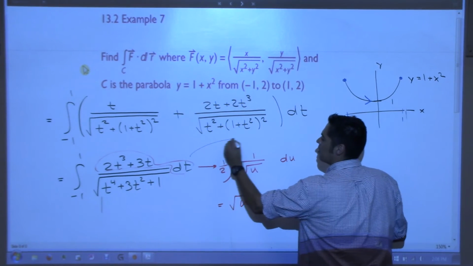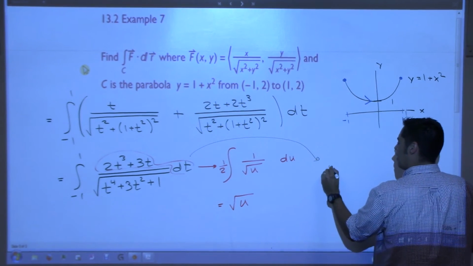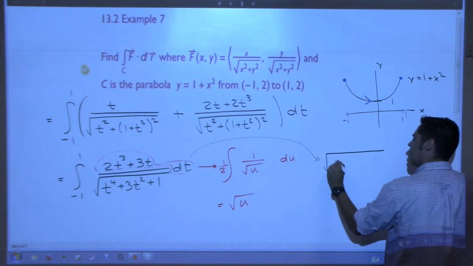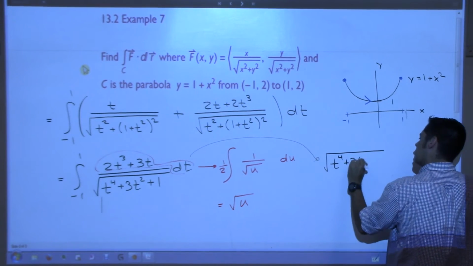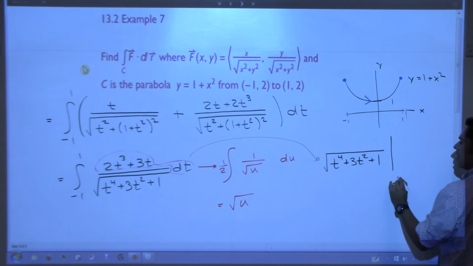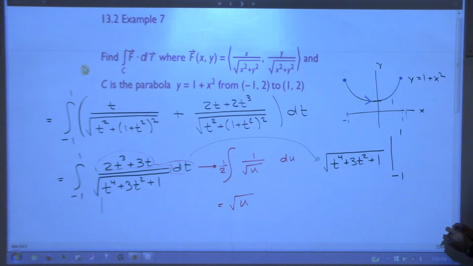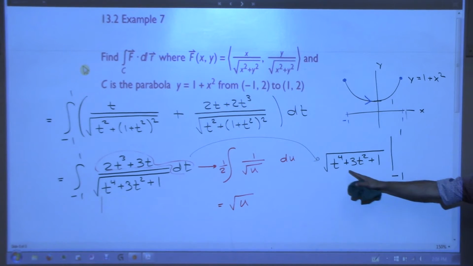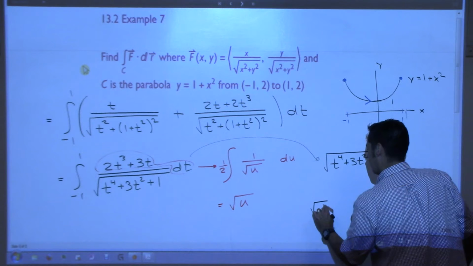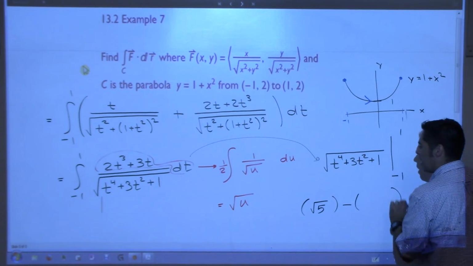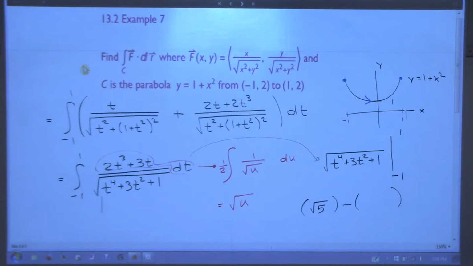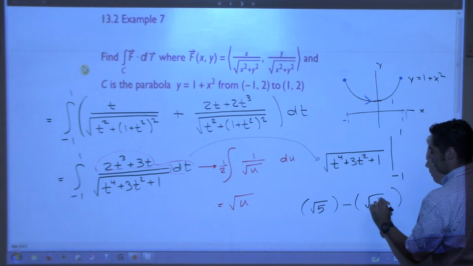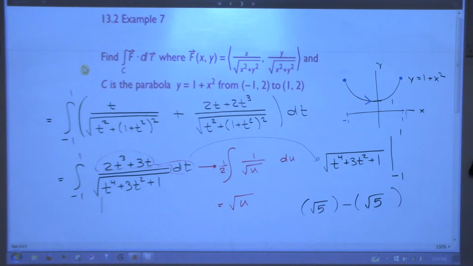So I know that this becomes square root of t to the fourth plus 3t squared plus 1, evaluated from -1 to 1, like that. Plug in 1. What do you get? Root 5? Minus, plug in -1. Root 5. Zero?